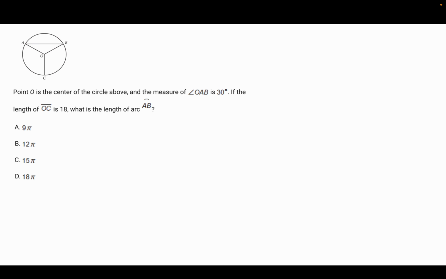Can you solve this hard SAT geometry question? Point O is the center of the circle above, and the measure of angle OAB is 30 degrees. If the length of OC is 18, what is the length of arc AB?